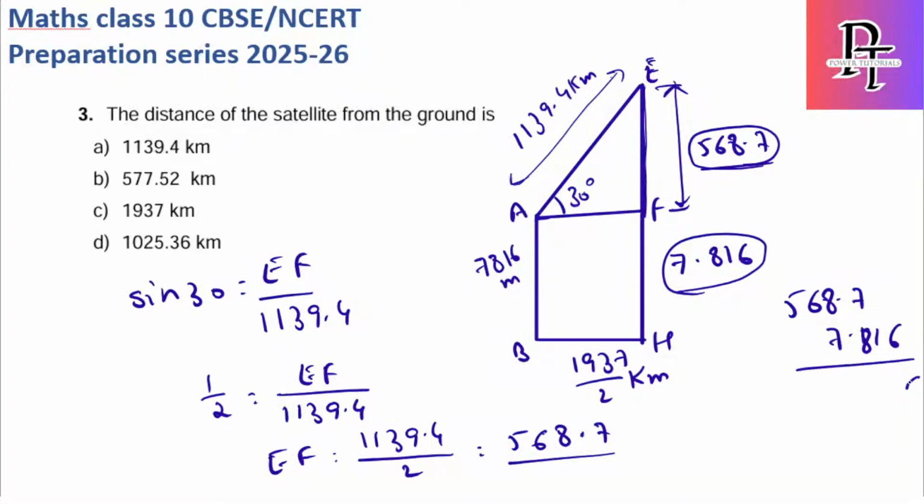568.7 and 7.816. This is 6, 1, 8 plus 6 is 15, 9 plus 7 is 16. So I am getting the approximate value as 576.516. So from the options I can say this value is almost close, which is 577.52. Hope it's clear.